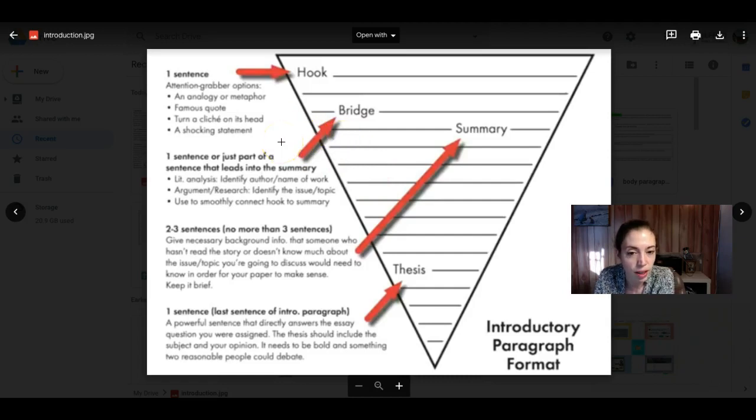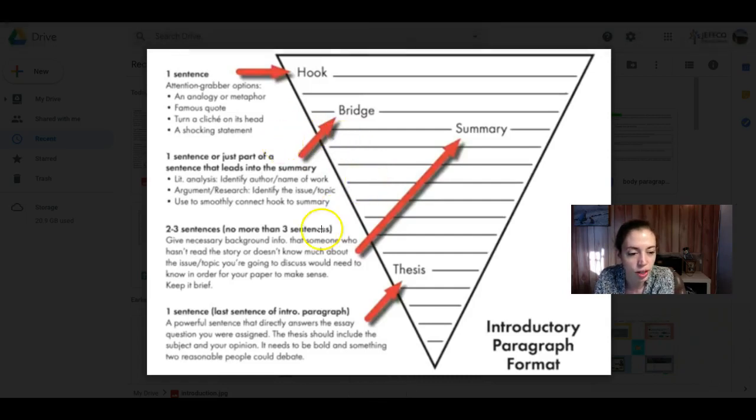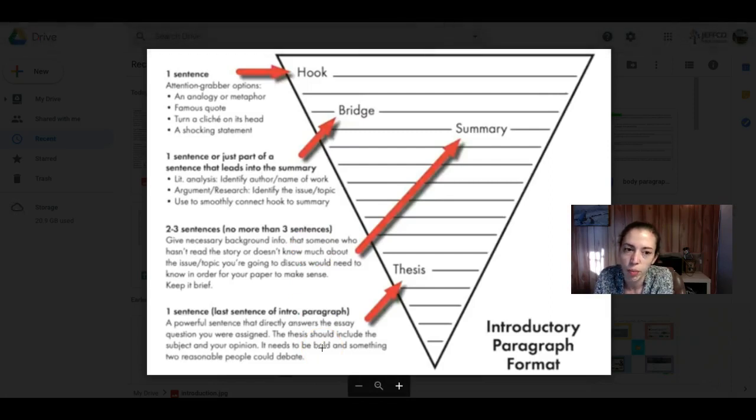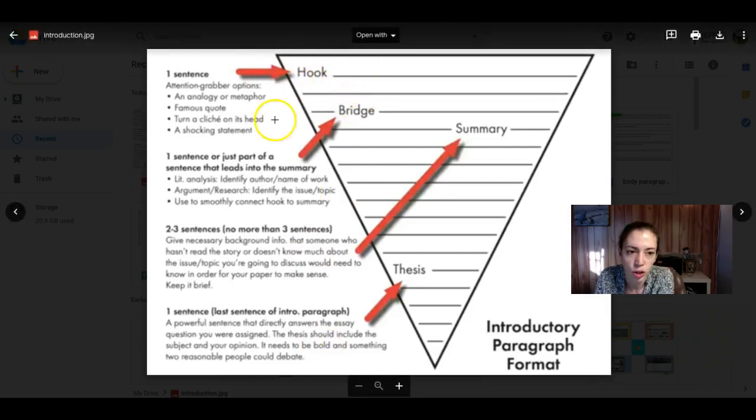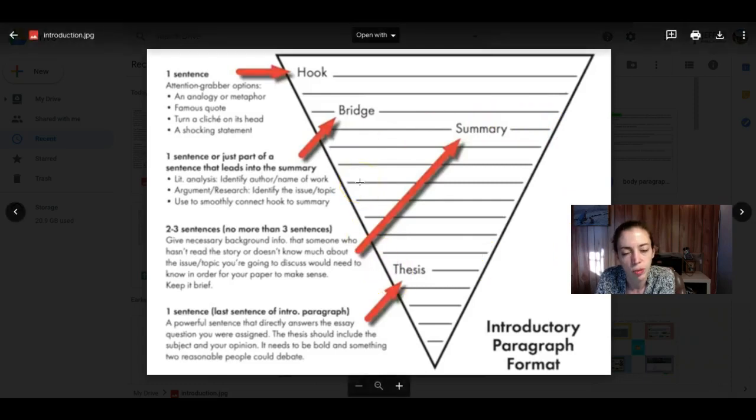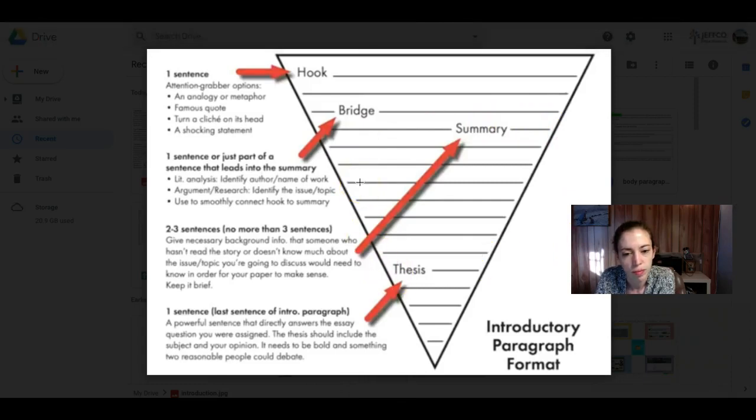Okay, and that is basically how you write an introductory paragraph. That's the setup for it, guys. So go ahead and practice. What will your hook be? What will your bridge be? So just 1 sentence, right? That leads into the summary. What will you say to summarize this issue? And then, what is your thesis statement going to be?